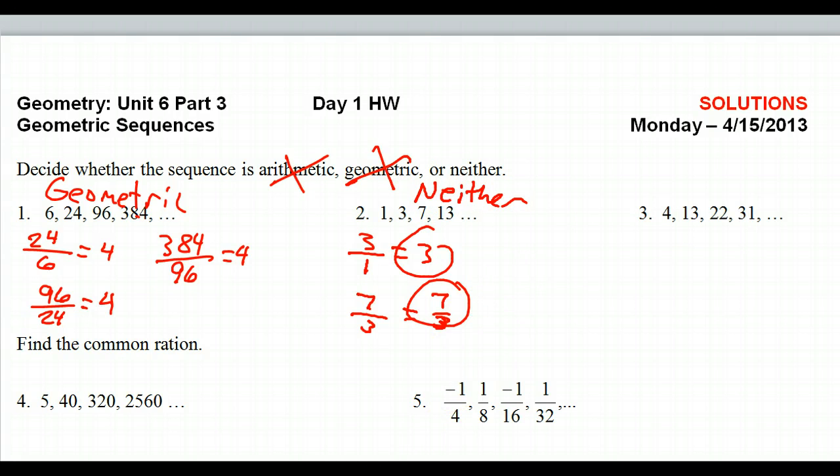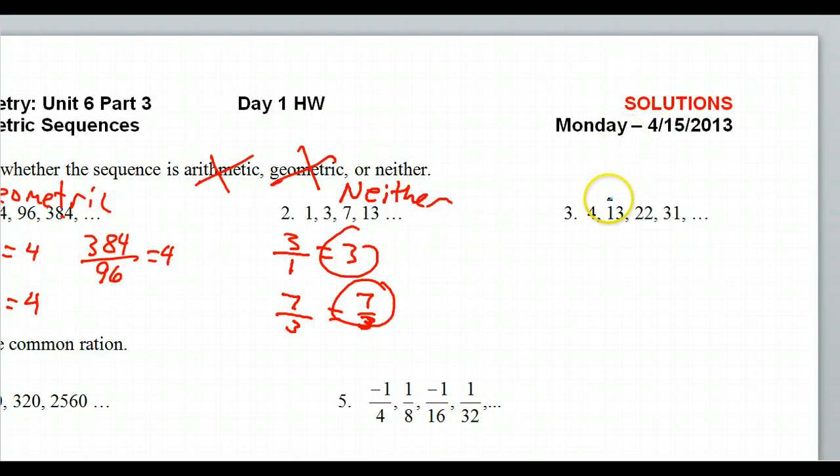Okay, now let's look at the last one. From 4 to 13, that's an increase of 9. From 13 to 22, that's an increase of 9. From 22 to 31, that is also an increase of 9. It's going up by 9 each time, which makes this one arithmetic.